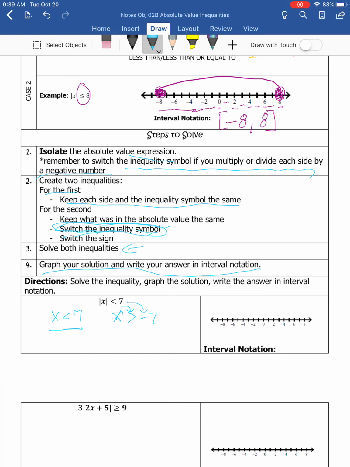So the first thing, x is less than 7. So I go to 7, I don't fill in my circle because it's just less than, and I know I'm going to have an arrow, if it's less than, that goes to the left. This one says x is greater than negative 7, so I go to negative 7, and I know it's greater than, so it's going to actually be going to the right. And so what I'm going to have is one of these intervals right here.